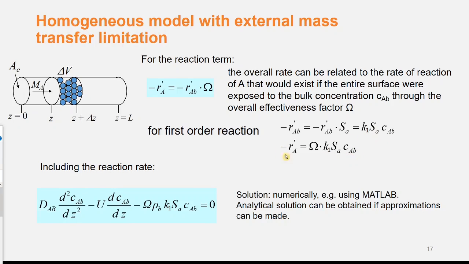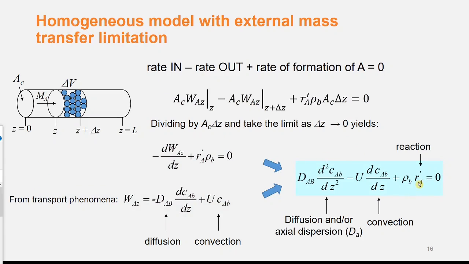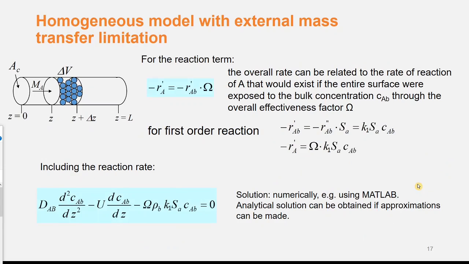Substituting the expression for RA prime into our differential equation gives us our final model equation. This is the only equation we need for the model because it is a homogeneous model, meaning there's only one balance and one concentration. All of the particle effects, external and internal resistance, are lumped into the reaction term using the overall effectiveness factor, omega.